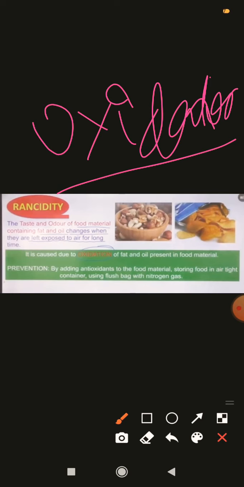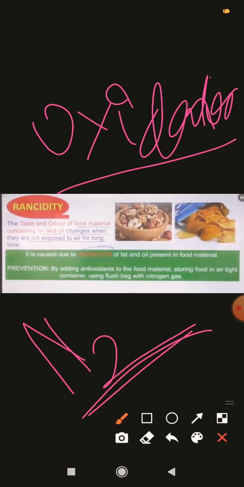By adding antioxidants to the food material, storing food in an airtight container, or using a flush bag of nitrogen gas. In chips bags or any snacks and namkeen bags, nitrogen gas is flushed. In factories, in the food industry, nitrogen gas is flushed into the bag of that snack. It acts like an antioxidant, meaning it is less reactive and prevents the reaction of the food. So N2 is used as an antioxidant and it is flushed in the wrapper bags.